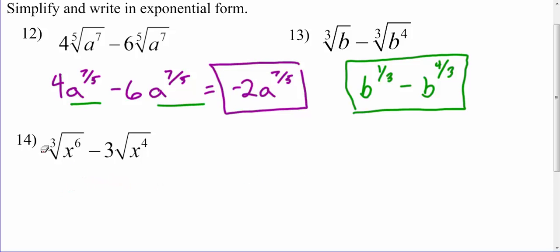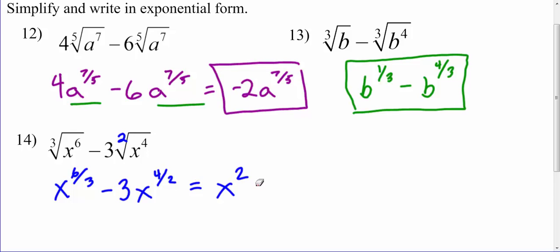All right, our last problem, number 14. I'm going to go ahead and change these again to rational exponents. So I'll have x to the 6/3 minus 3 times x. You got to be careful on the power here. Remember, there's like this little secret 2 right there. So this is to the 4/2. Now watch what happens here. 6/3 we know to be 2, and well, 4/2 is also 2, and what we have left then is -2x squared.